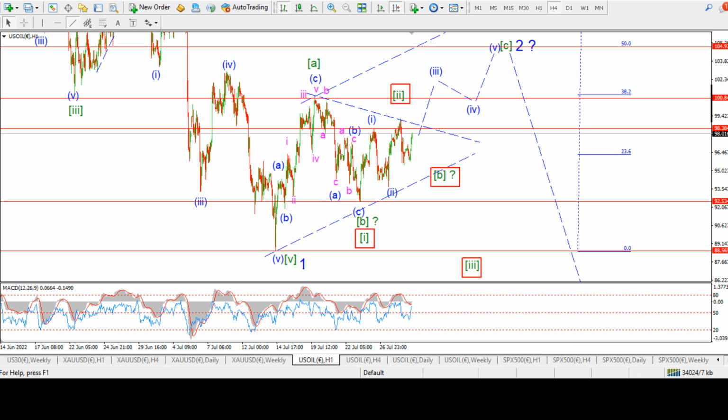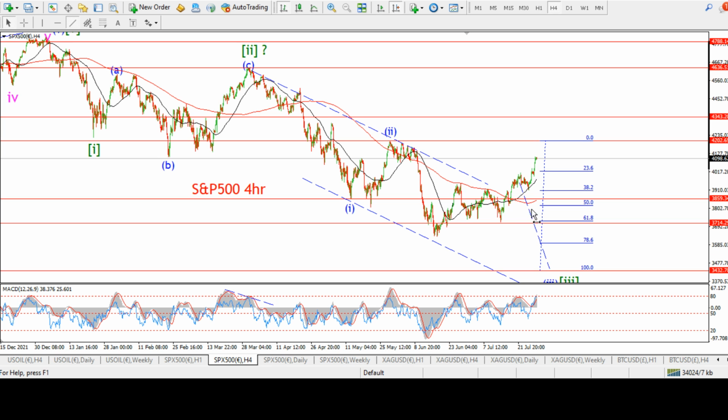Gosh, we're kind of steaming through it today. I didn't think that would happen. Okay, here is the 4-hour S&P. The pattern here on the 4-hour count is the same as what I'm working with. They're pretty much moving in tandem now.